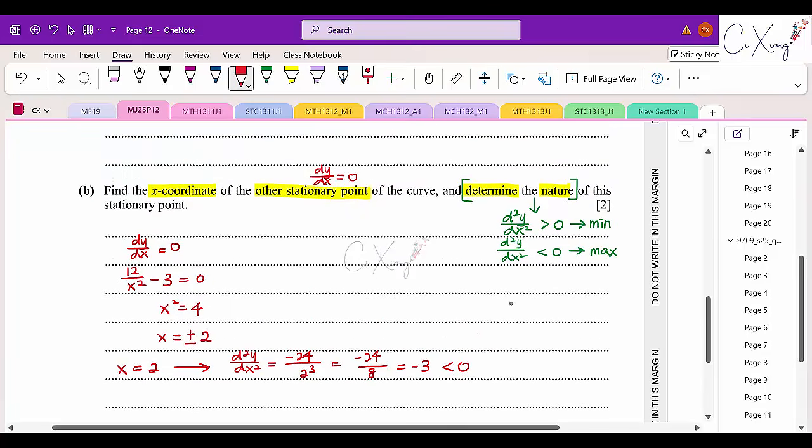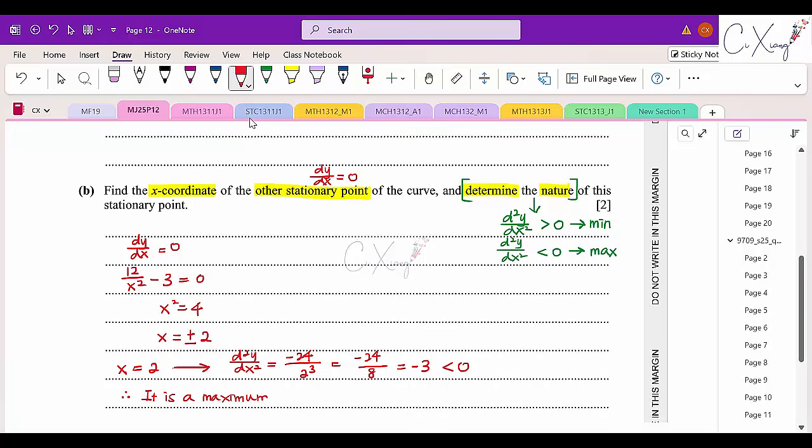So let's have a look here. When you have smaller than 0 for your d²y/dx², what is the nature of the point? It is the maximum point. So you can just tell them that it is a maximum point at x = 2.